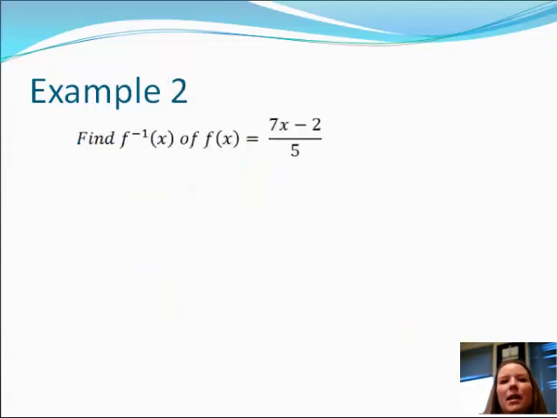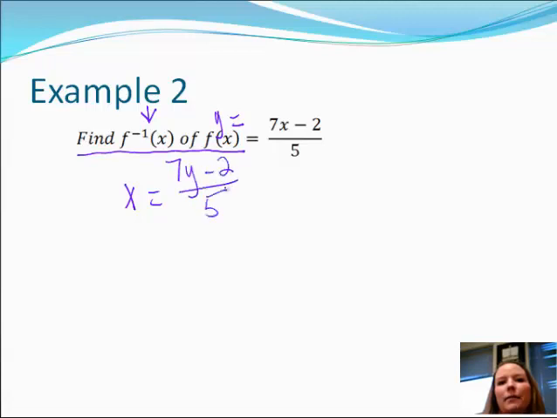Example 2 says find the inverse of f of x. When it reads like this, it means that what you're trying to find is the inverse of this function that's been given. Remember that f of x is really just y equals, so I can just change it to y equals. I'm going to switch my x and y, so it's going to be x equals 7y minus 2 over 5.